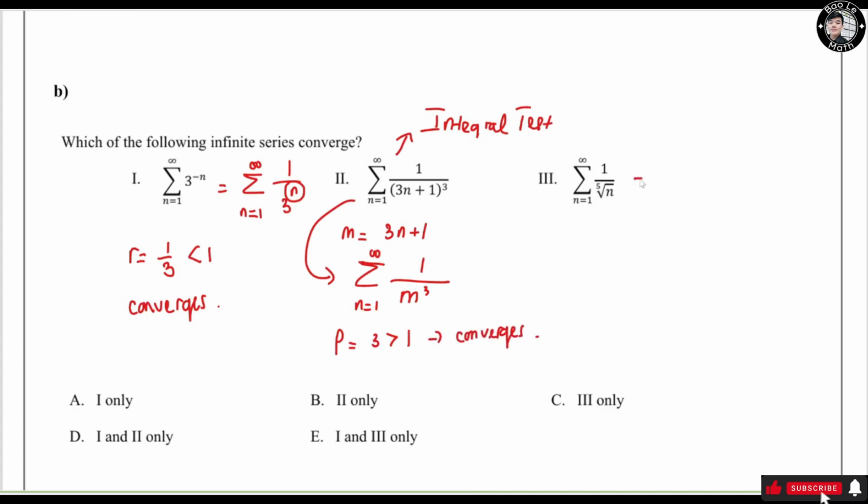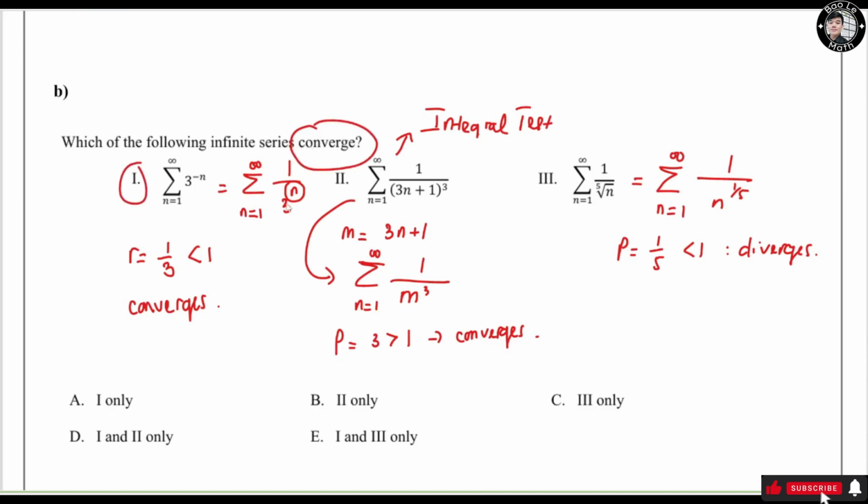Number 3 can be written as the sum from n equals 1 to infinity of 1 over n to the power of 1 over 5, right? So p equals 1 over 5, which is less than 1. So the series diverges, right? Now we need the series to be convergent. So only 1 and 2 are correct, right? So the answer must be D.